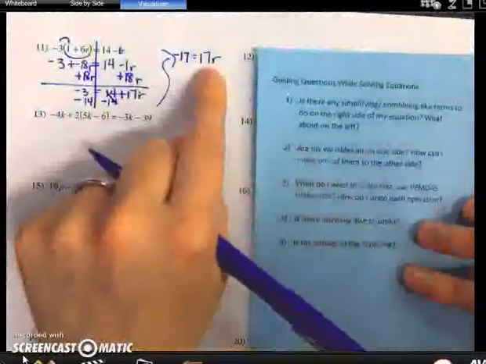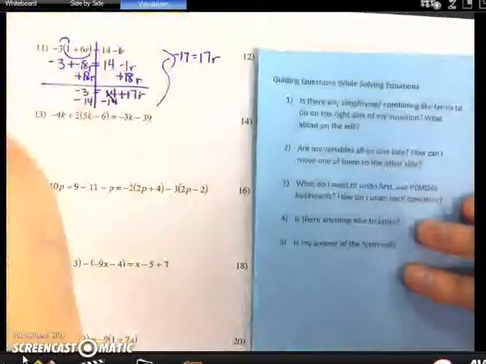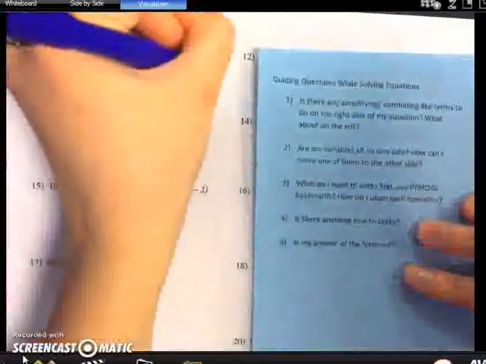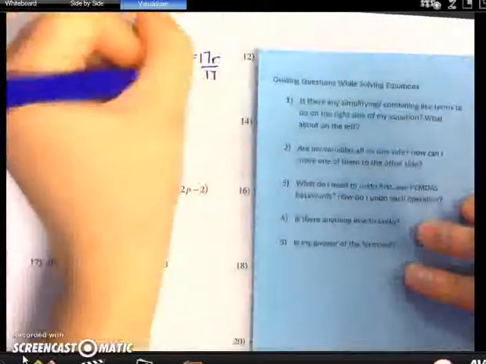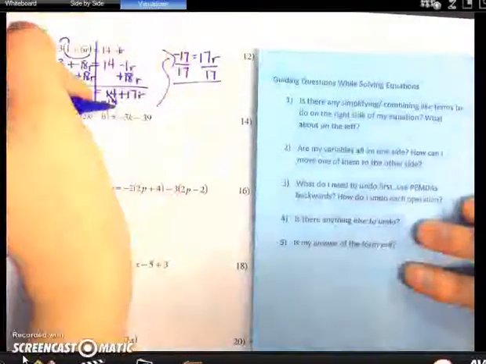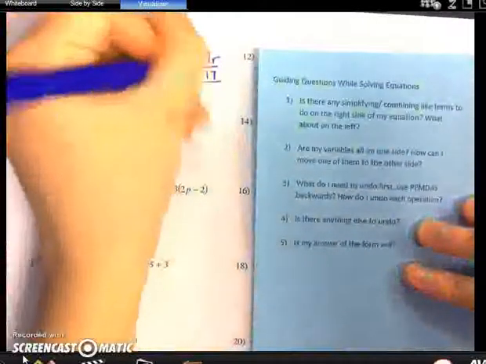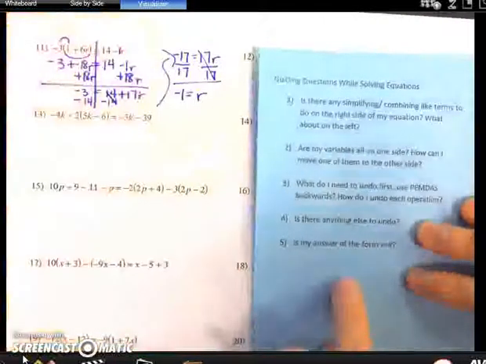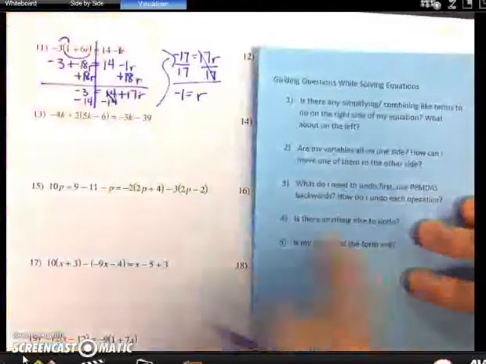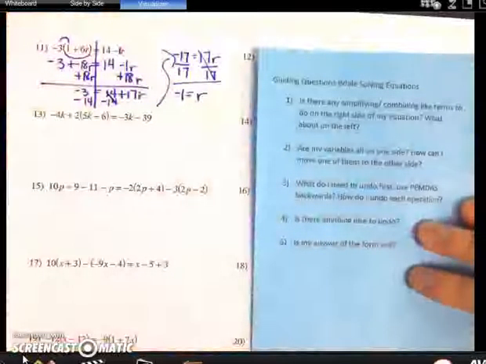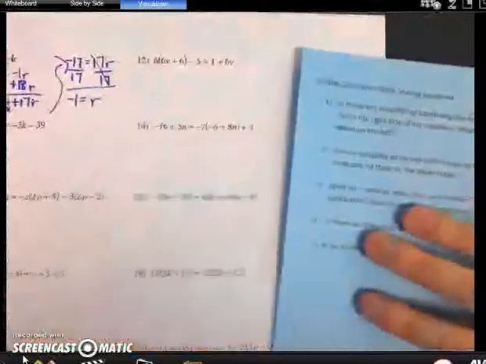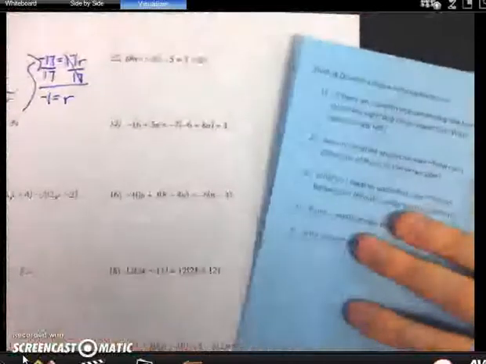Yes, I still have this 17. This is multiplication, so I'm going to divide by 17 on both sides. And then negative 17 divided by 17 is negative 1. This cancels and goes to r. So then is my answer in the form x equals a number? Yes, we're done. Okay? Now let's look at number 12. Number 12 is similar.